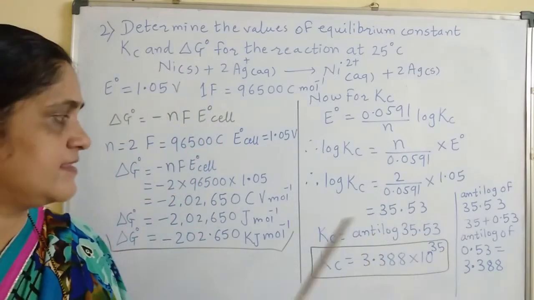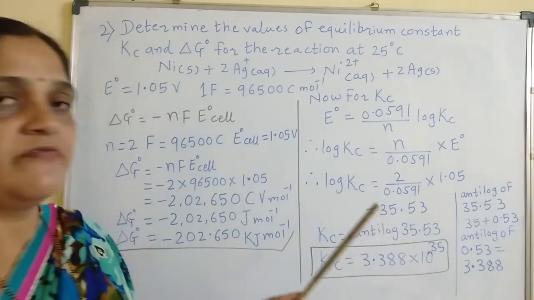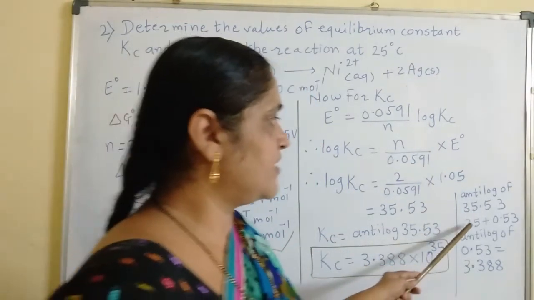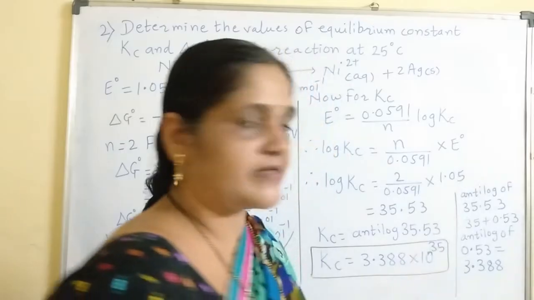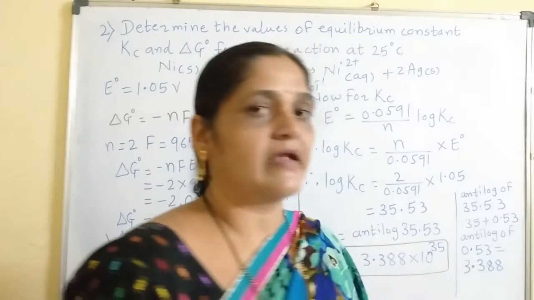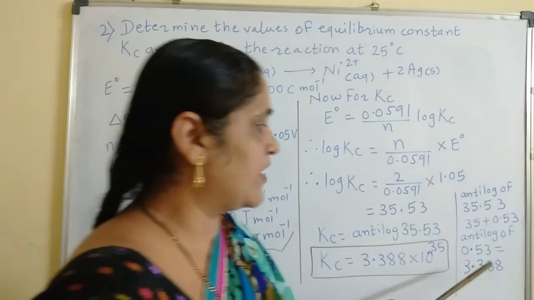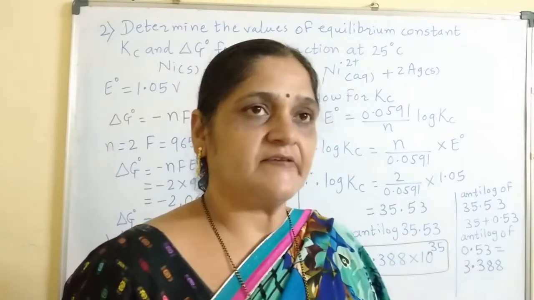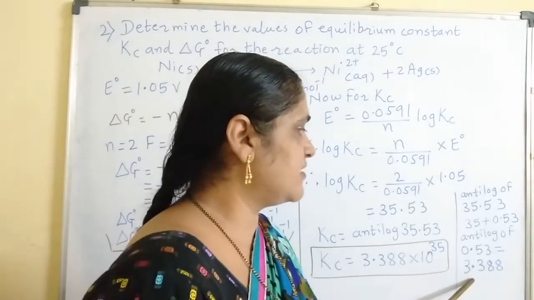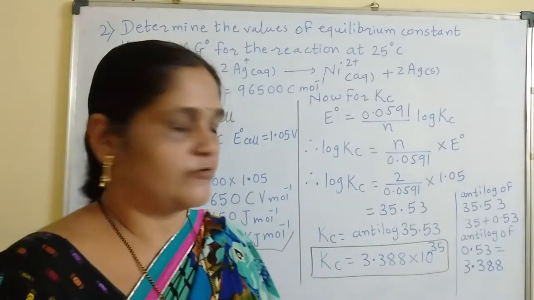When we want to calculate Kc, then we have to take antilog of this quantity, antilog of 35.53. Now when we want to get the antilog of 35.53, then 35 plus 0.53, in this way we have to split up this number. And you have to find out the antilog of 0.53 in the antilog table. In the antilog table, you have to go to the row of 0.53. And then in the 0 column, you have to find out the value of the antilog. So in the 0 column, you will get the antilog value, that is 3388.